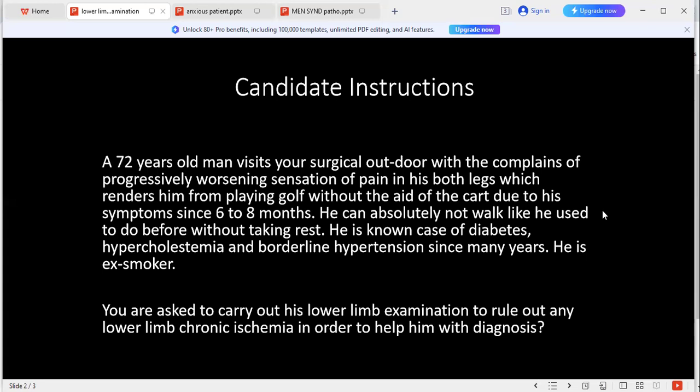Did you remember to check posterior tibial pulse? Posterior tibial, yes, on both the limbs. Good. That you did, posterior tibial and dorsalis pedis both. Okay, good.